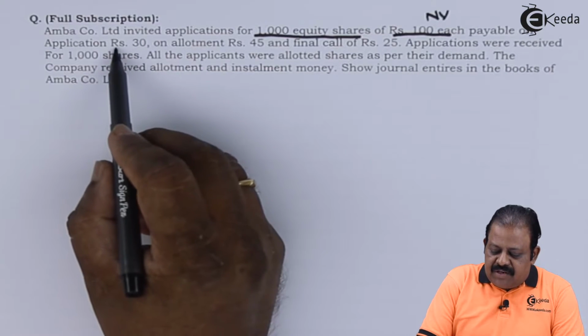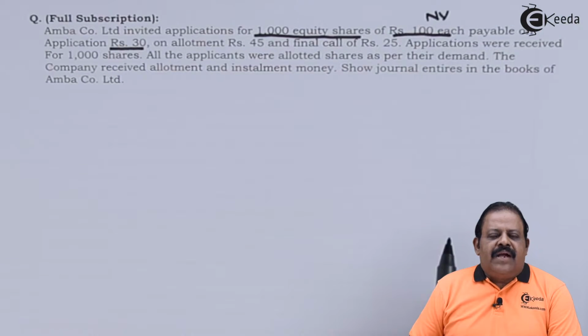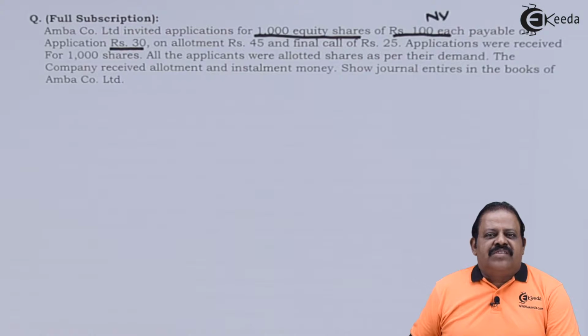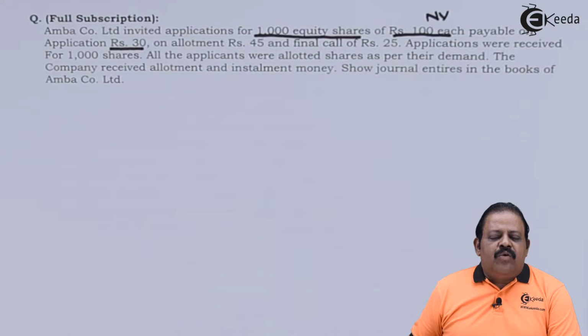Payable on application rupees 30. That means when a shareholder is applying for a share, along with the application form, he is required to pay rupees 30 per share. Here the entire amount is not required to be paid at the time of application, but it is payable in installments.